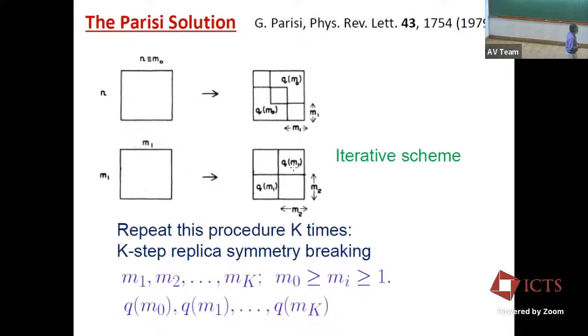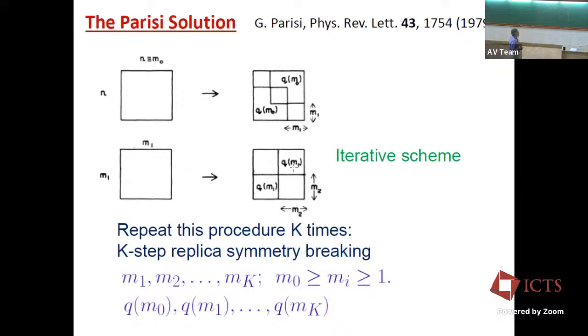Is there any physical motivation for this kind of construction for replicas? Yeah, we'll come to that. At this point, there is no physical motivation. It is just a mathematical exercise, and Parisi thought that this is a nice way of doing things, so maybe this will work. But the physical interpretation of this is something that we have to look at, and that is on the agenda.